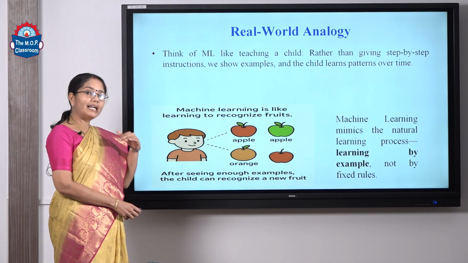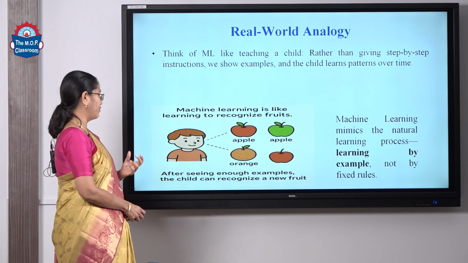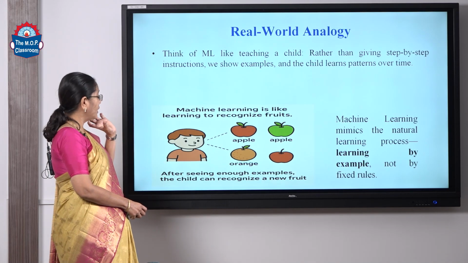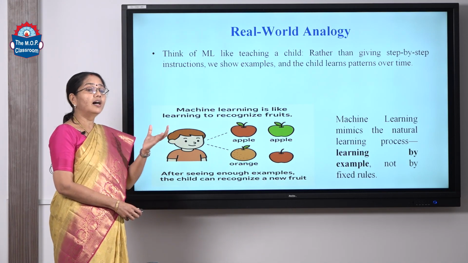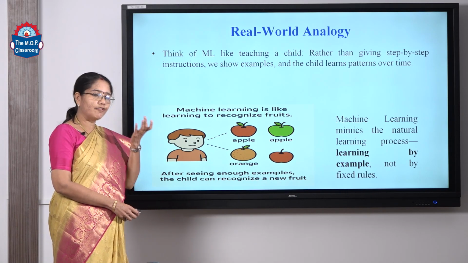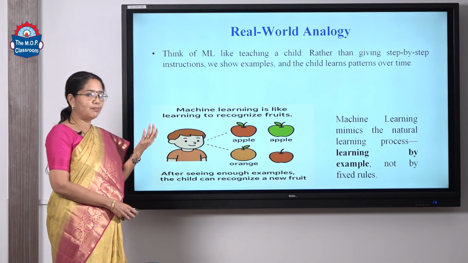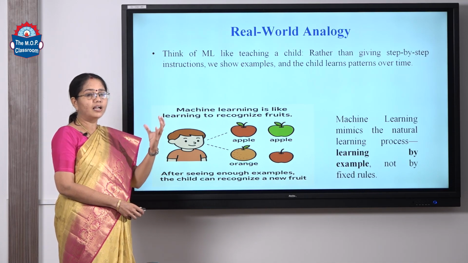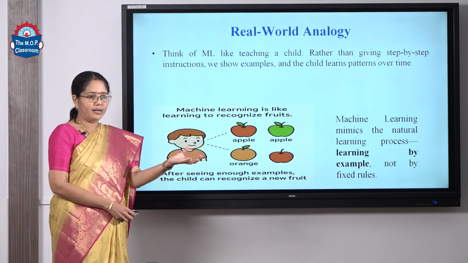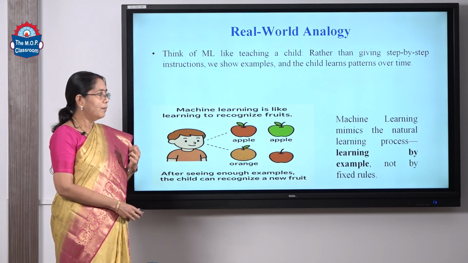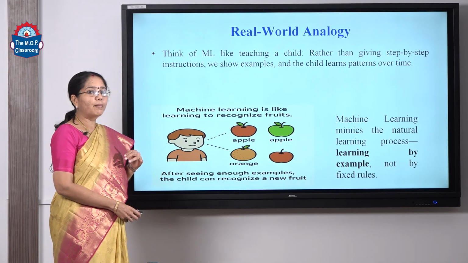Here we will not tell the child that apple is round in shape, it is red in color, it has a smooth surface, and orange is round, it is orange in color and it is pulpy. Instead, we show the child a set of apples and a set of oranges. The child looks at the fruit, learns a pattern and stores it in memory. Next time when we show the child the fruit apple or orange, the child will be able to recognize that it is an apple. So from this we can conclude that machine learning mimics the natural learning process, that is, learning by example and not by fixed rules.